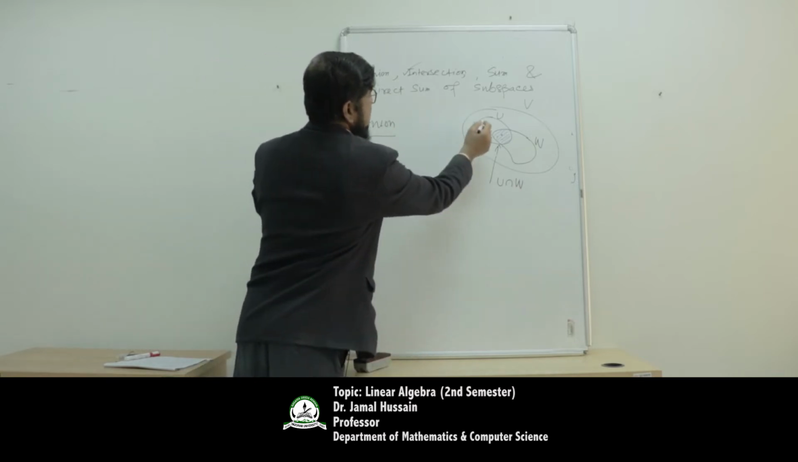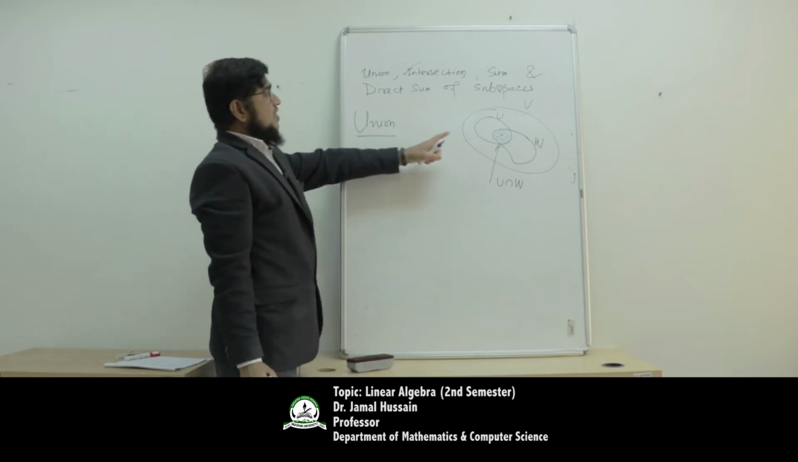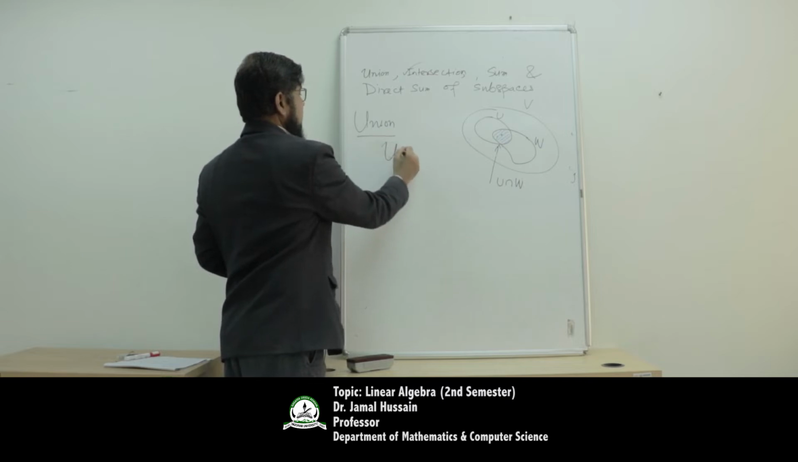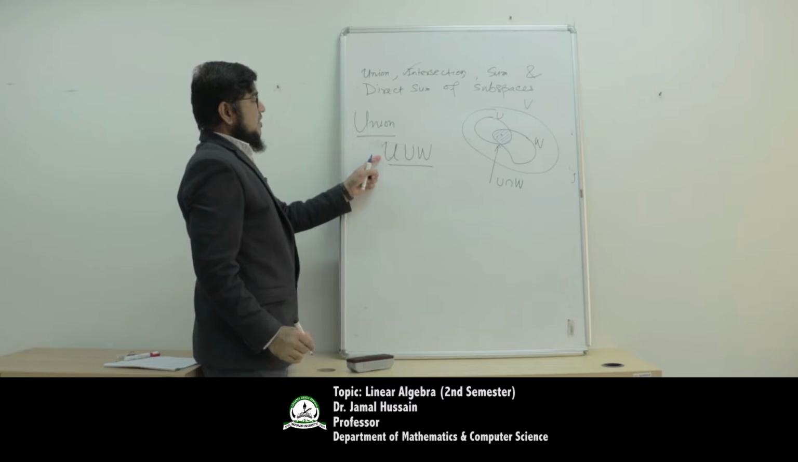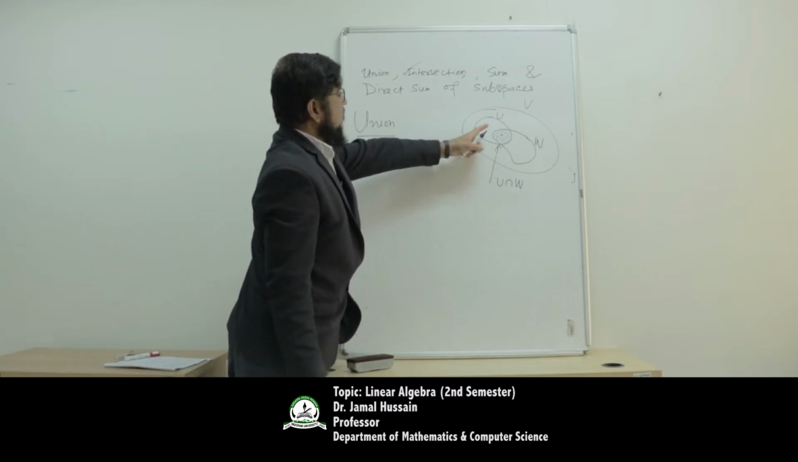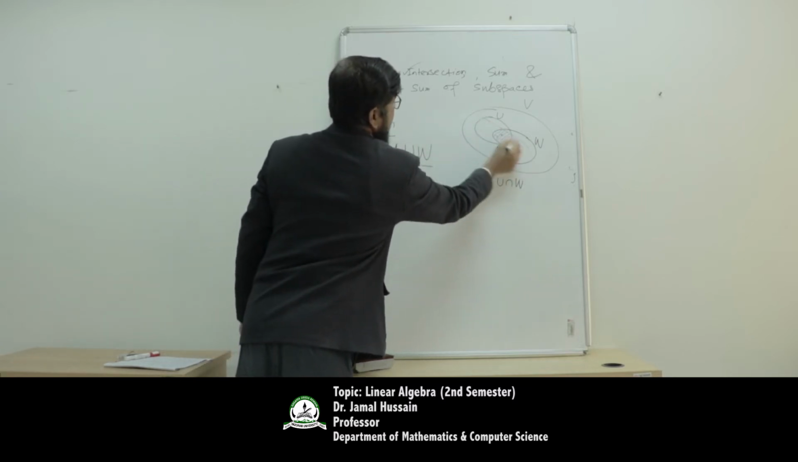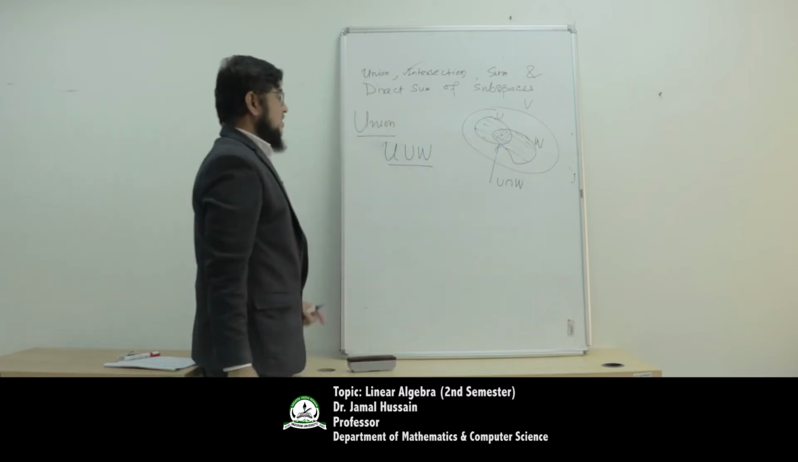Union means it is this whole thing. An element that belongs to the union is denoted U union W. Union means it is anything which belongs to U or W. So it is the whole thing, this whole part, and that obviously includes the intersection as well.